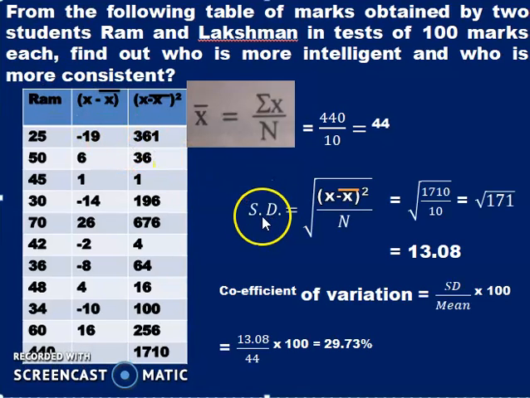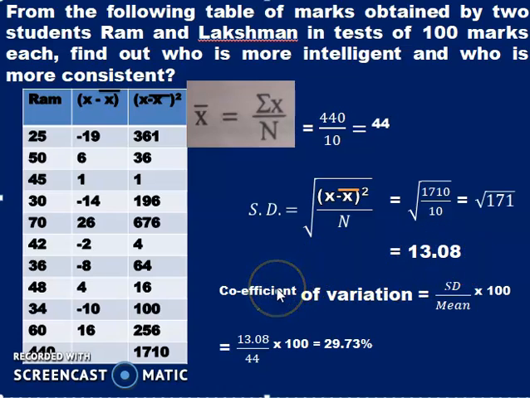What is the formula for standard deviation? It is equal to root of sigma x minus x bar the whole square divided by n. So that is equal to root of 1710, that we had found, divided by n, that is 10. So it is equal to root of 171. The answer is root of 171, which is 13.08.